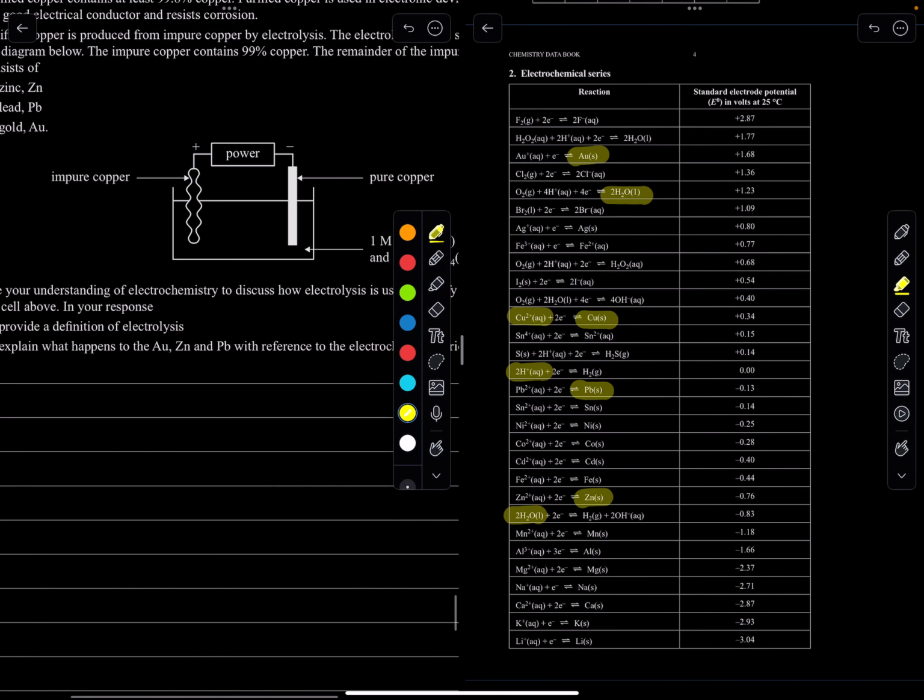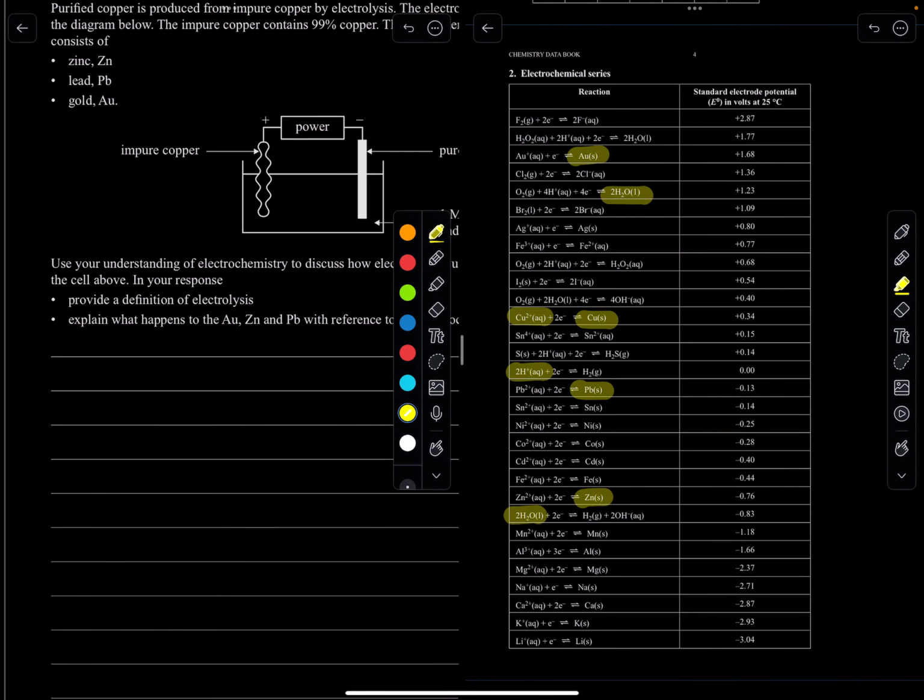All right. Now, to get the marks, you just basically explain what's happening. So let's have a look here. What is our strongest oxidizing agent? Remember, it's on the left-hand side, the highest one on the top, which is just copper. So basically, copper reduces to create copper solid at the cathode.